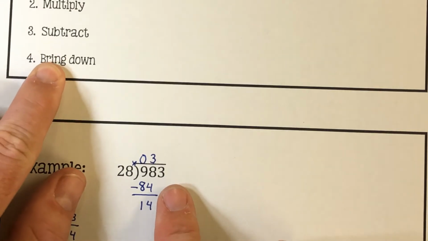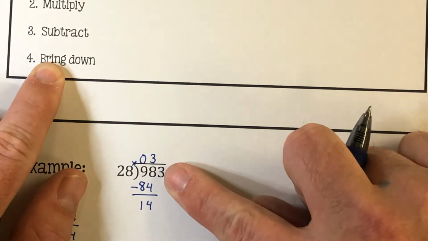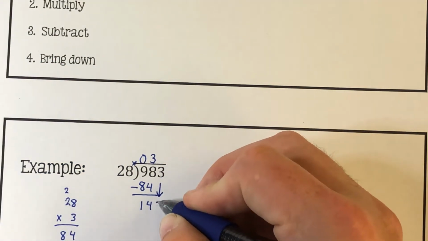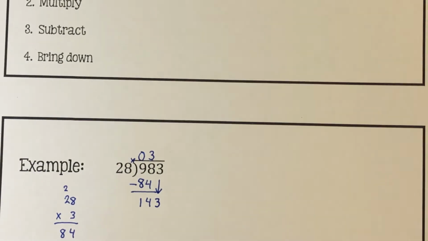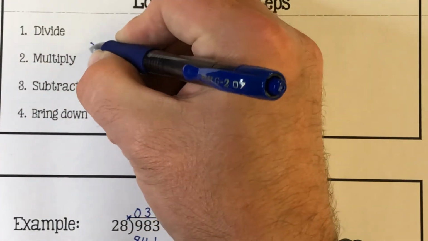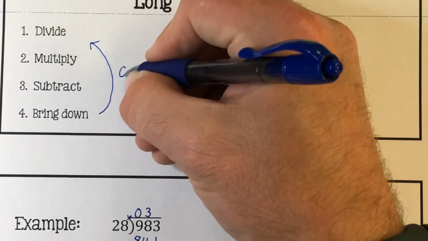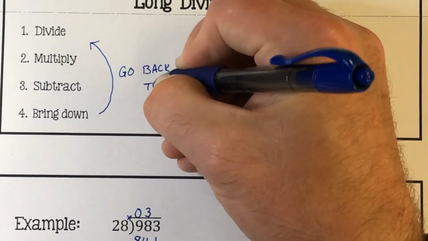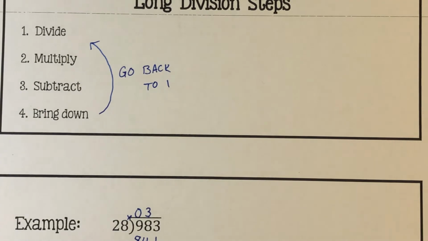Fourth step, bring down numbers if you have them. I have a 3 that I should bring down. So now I have 143. What am I going to do now? I'm basically going to repeat or go back to 1. So I'm going to divide again.